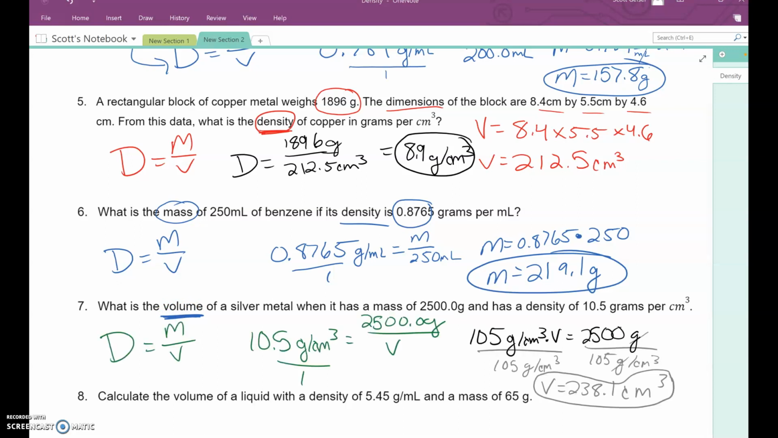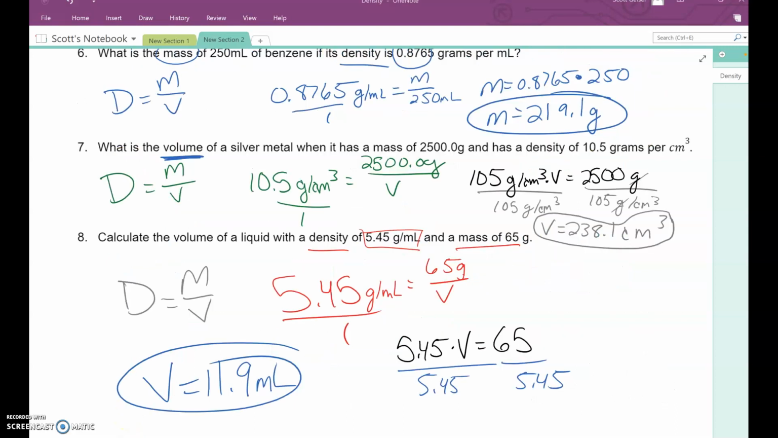When you do this, volume's on the bottom, so when we cross multiply, we get 2,500 times 1, which is 2,500. We get that over here, times 10.5 times V. I brought the units here too, that way you could see, whenever we multiply here, we have to divide both sides by 10.5. It's the only thing that's different. If you notice, these grams cross out, so that's why I'm left with V equals 238.1, and then centimeters cubed is left. Okay, we will go ahead and try the last one.